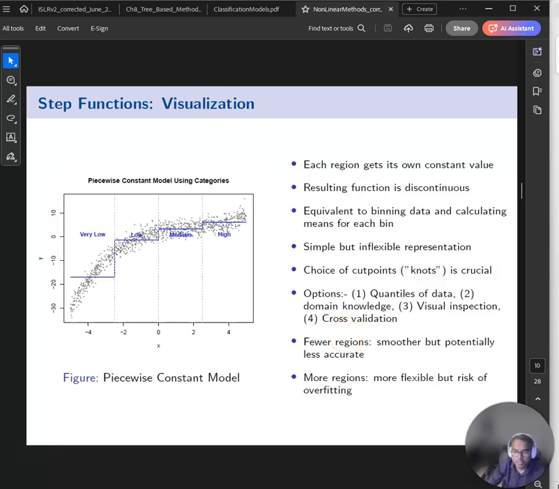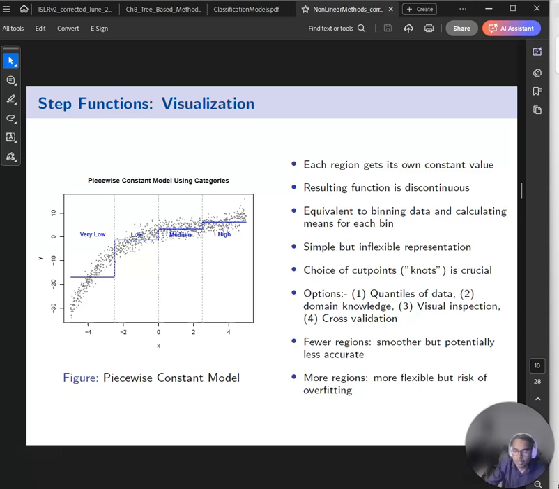So this is what a step function looks like in practice. In this figure, we see a piecewise constant model with 4 categories: very low, low, medium, and high. Each region gets its own constant value, which means our function is discontinuous. It jumps at the boundaries between regions, and this approach is essentially equivalent to binning your data and calculating the mean response for each bin.